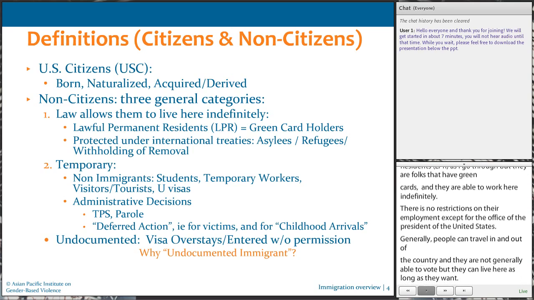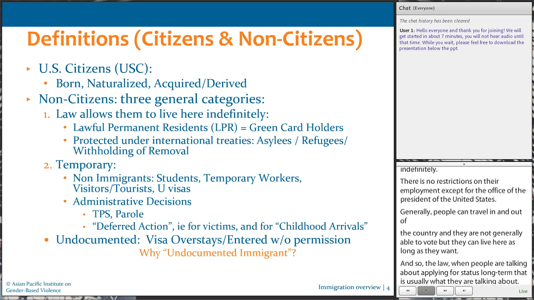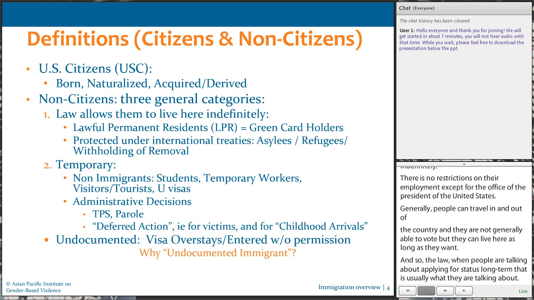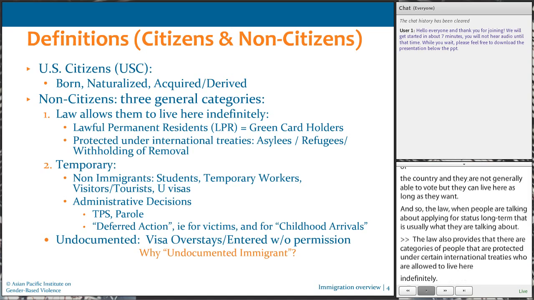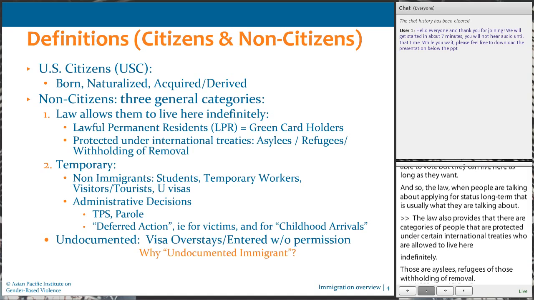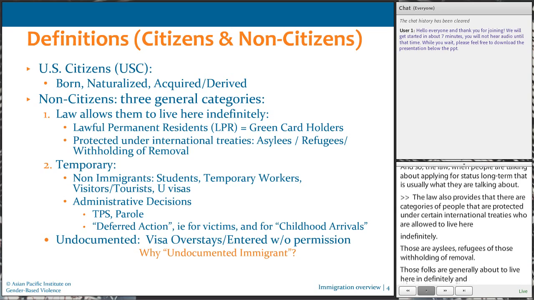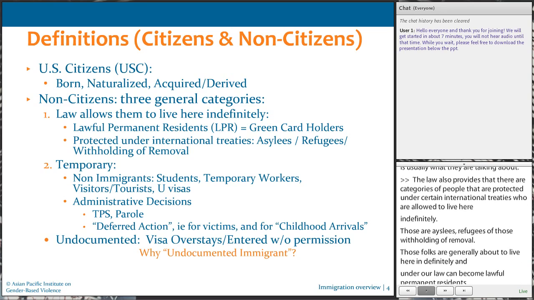When people are talking about applying for status long-term, that's usually what they're talking about. The law also provides that there are categories of people protected under certain international treaties who are allowed to live here indefinitely: asylees, refugees, and those granted withholding of removal. Generally those folks are allowed to live here indefinitely and, under our law, can become lawful permanent residents. But those granted protection under those international treaties are also permitted to live in the U.S. indefinitely.